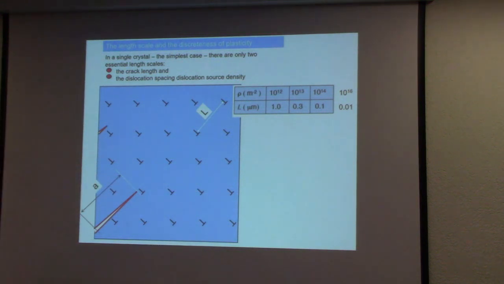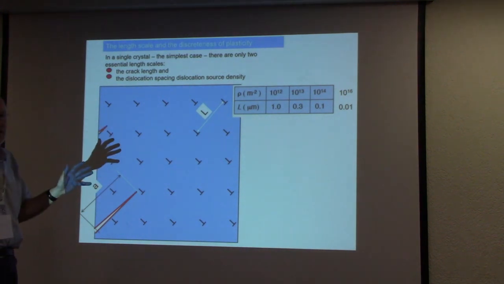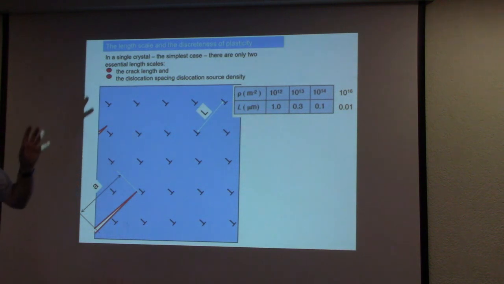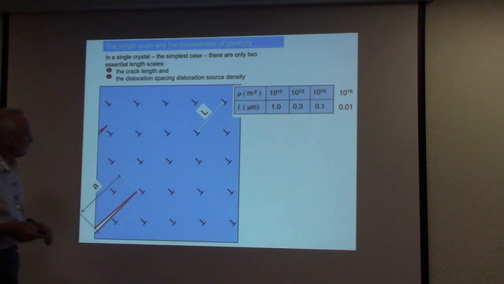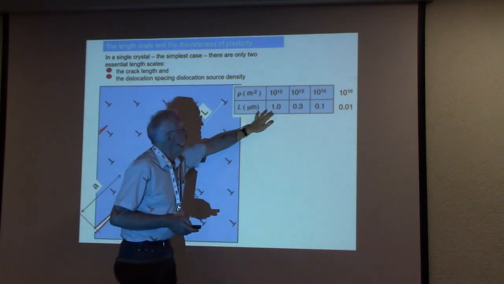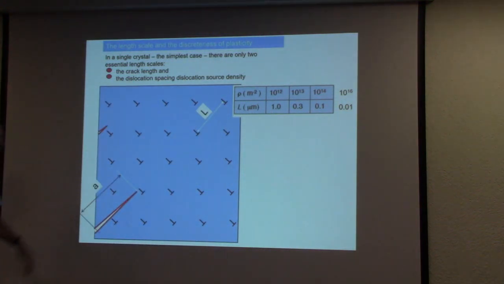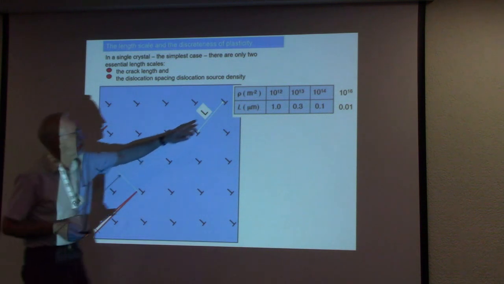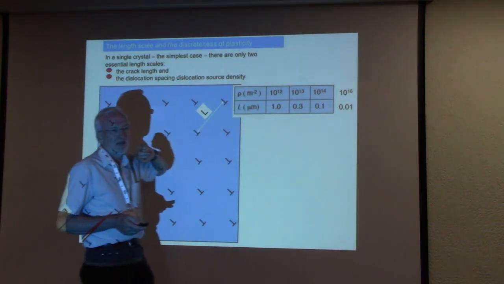In reality, when you have this high density, they are not homogeneously distributed. They are usually arranged in walls, cell walls, and there are regions where there are fewer dislocations. This is important, especially if your crack size becomes very small compared to this length.